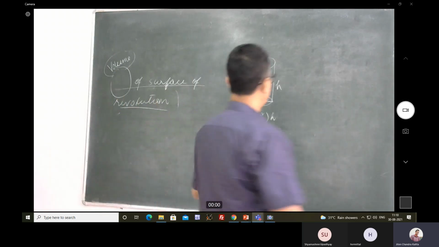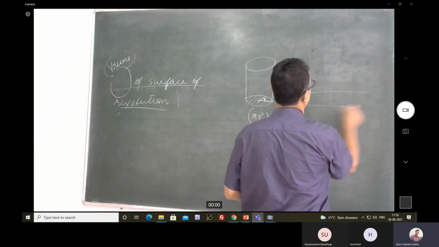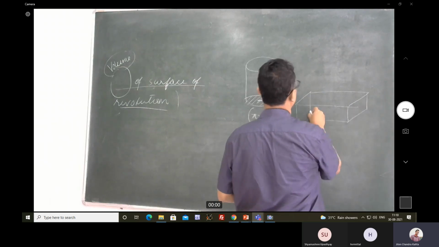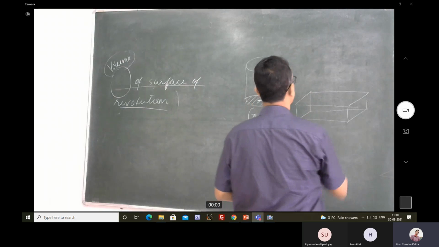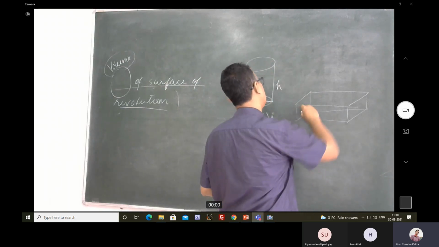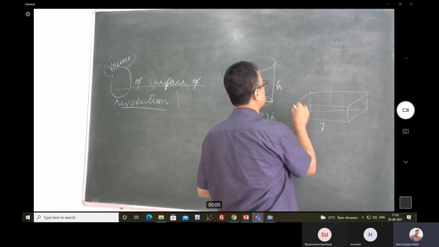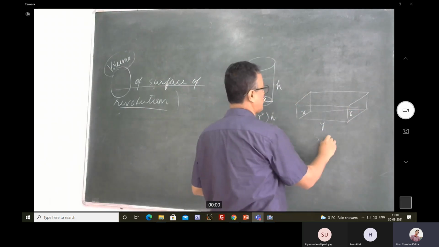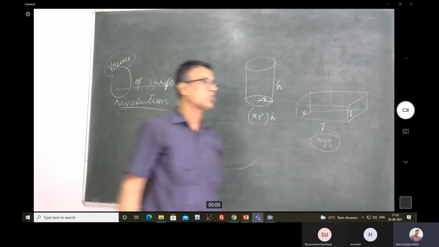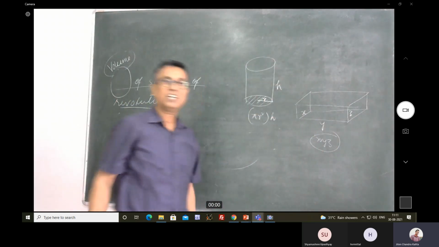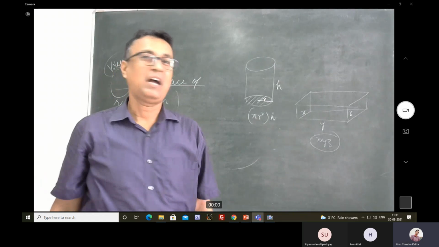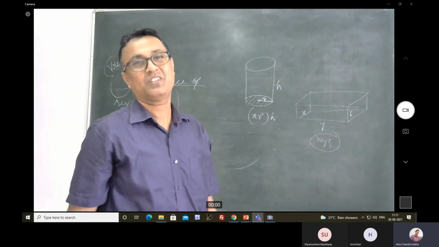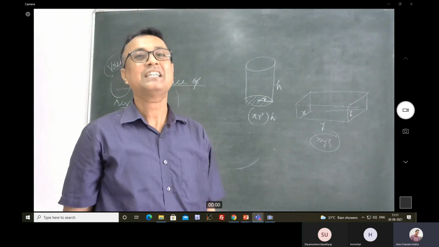Likewise, if you have a rectangular box like this, and I know the breadth, length, and height, then the volume is simply x times y times z, something like that. We have already worked it out. But these are known shapes, and the shapes are beautifully shaped, so that we can work it out easily.